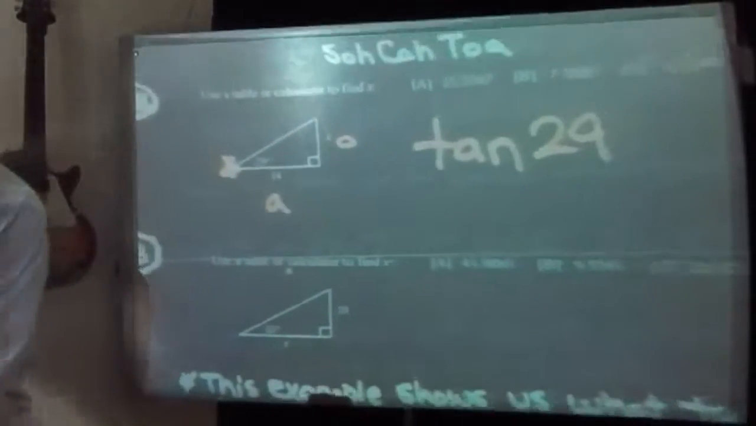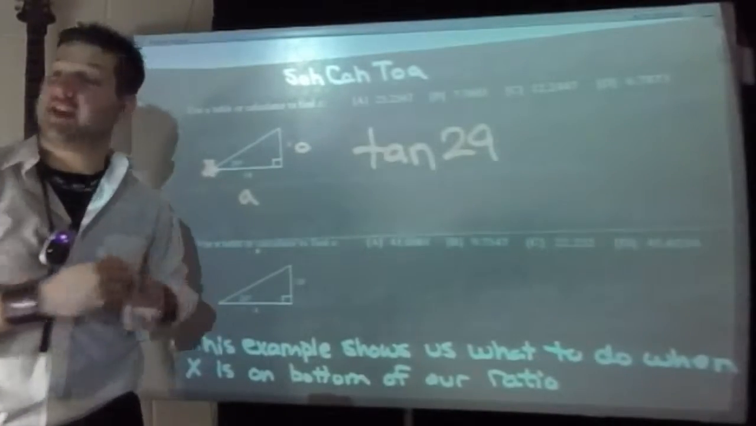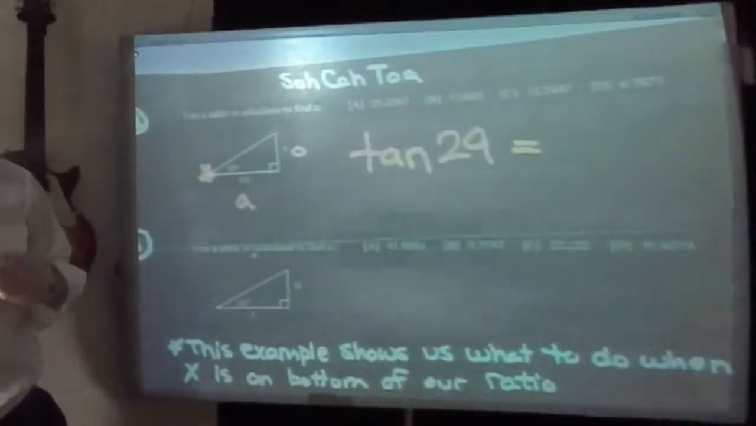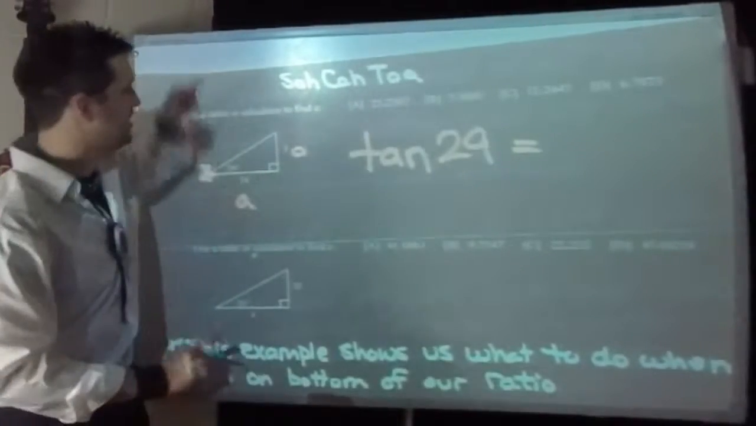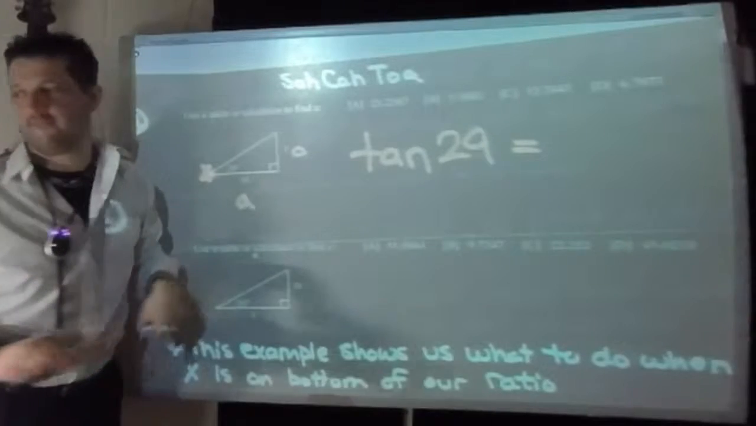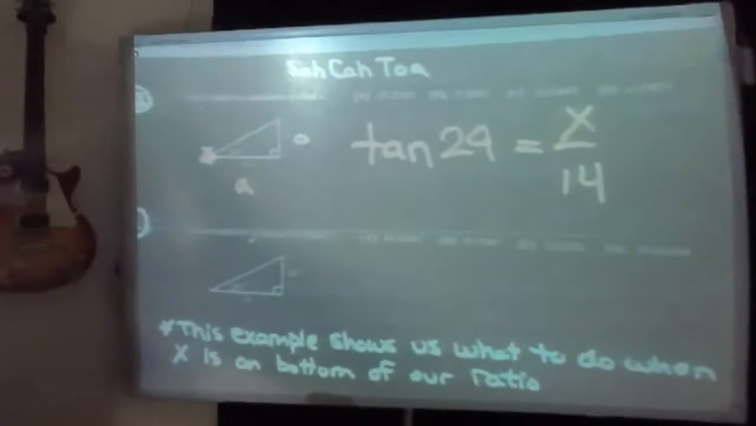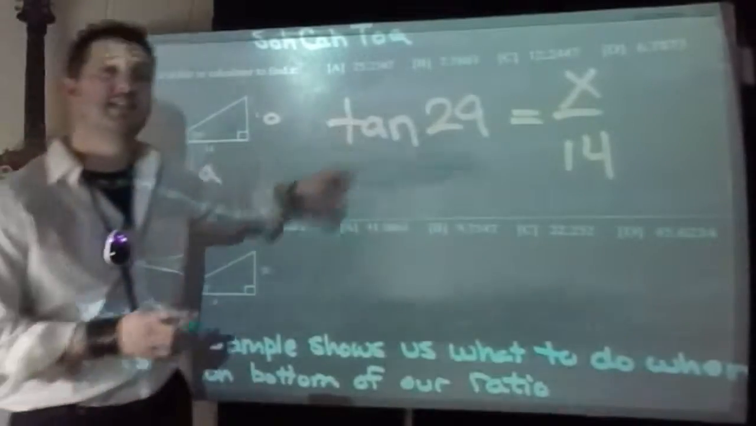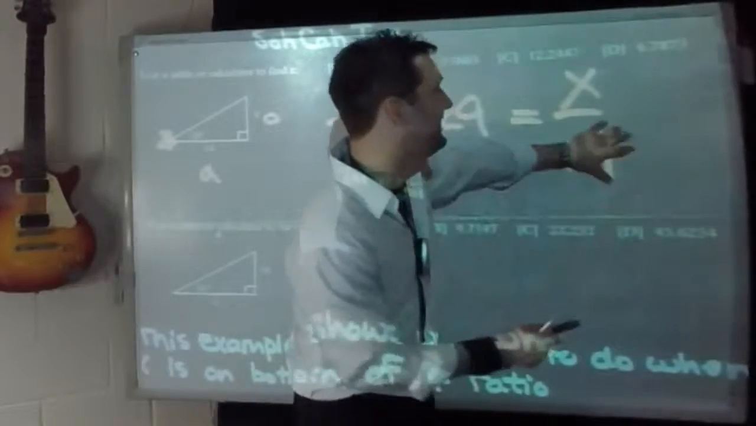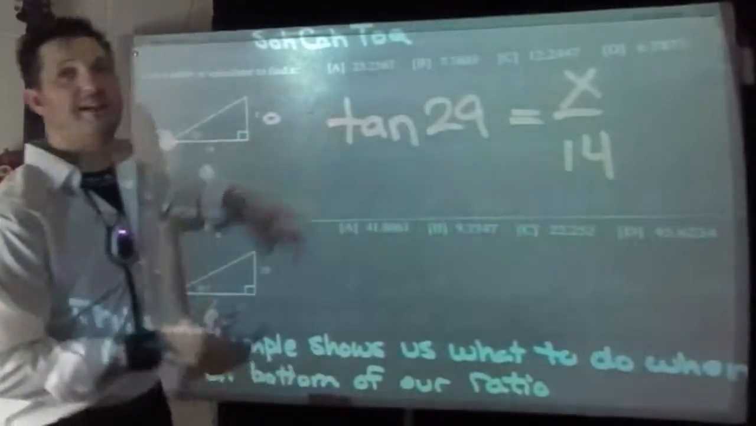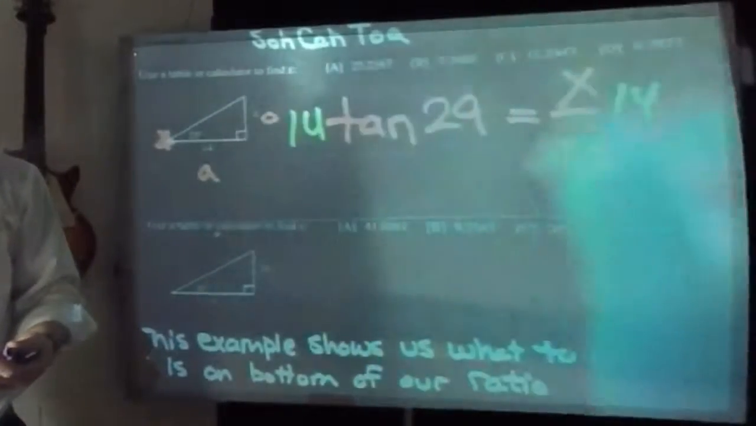Tangent 29. So every time you write sine, cosine, or tangent, you better put an angle next to it. And is it O over A or A over O? O over A. So X over 14. So you have to set up a trig equation, which is this. Now every time the number is under the X, it's the same thing. Basically, you're going to take the 14, slap it right there. What you're really doing is you're putting 14s here and here and crossing out.